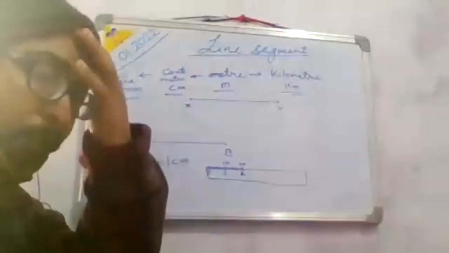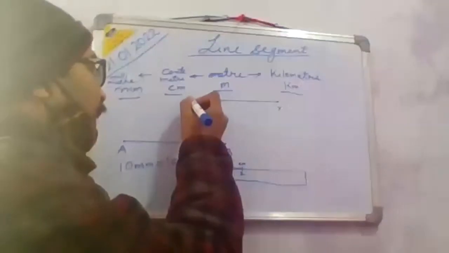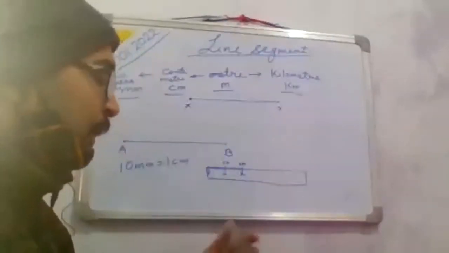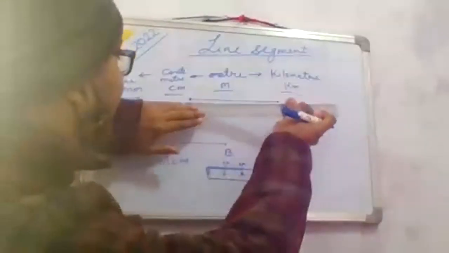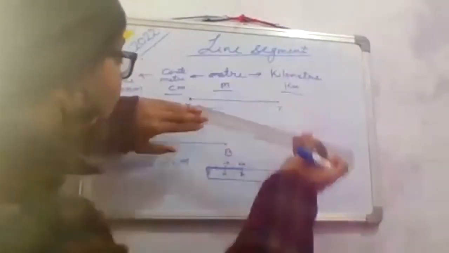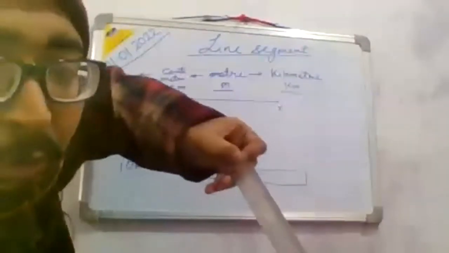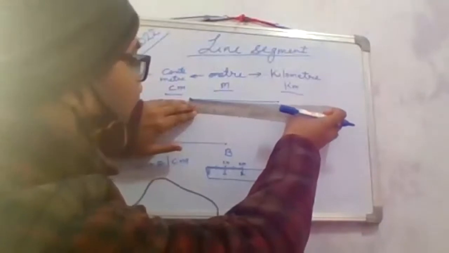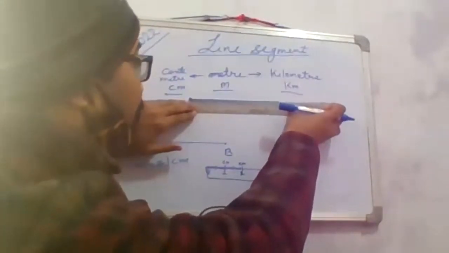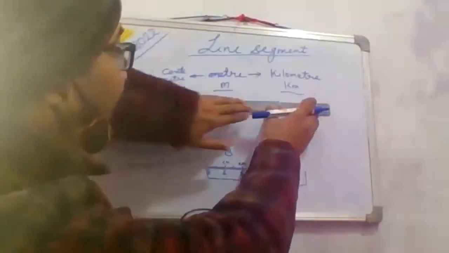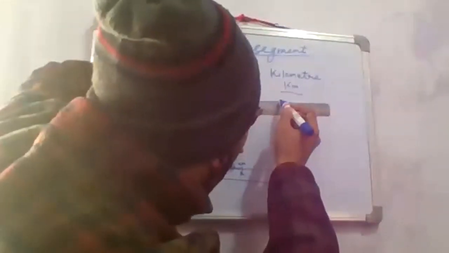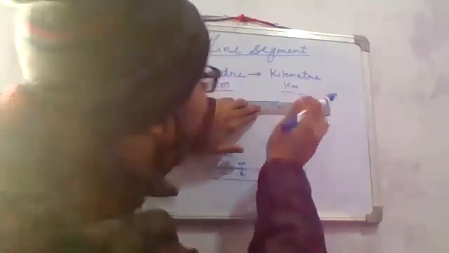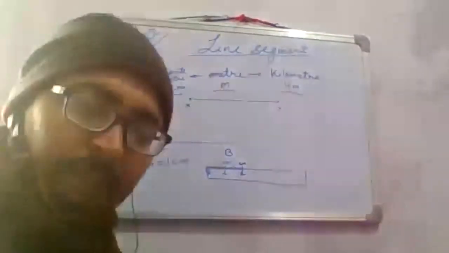Then what will we do first? We will consider the first end point, and we will put the starting of our scale, meaning 0 of that scale, at this position. Then we will see at which point the other end is reaching. You can see it is about 18, about 19 centimeters.